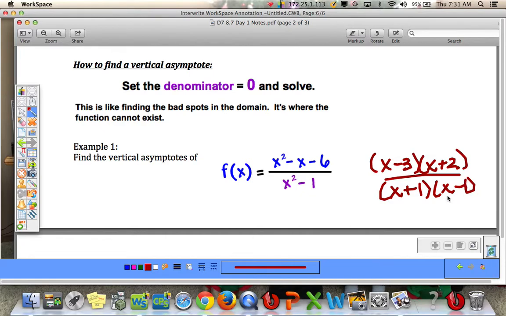So once you have it factored and you've canceled the ones, you look at the bottom. What makes this 0? X equals negative 1. What makes this 0? X equals 1. So there's two vertical asymptotes at negative 1 and 1.